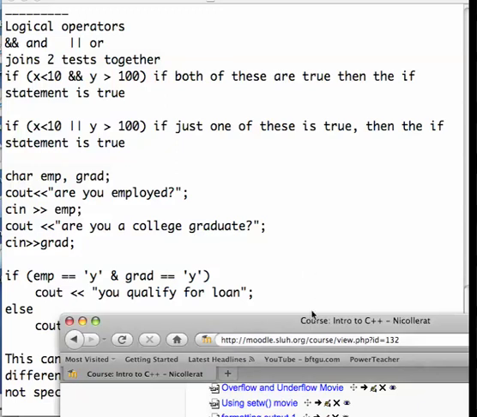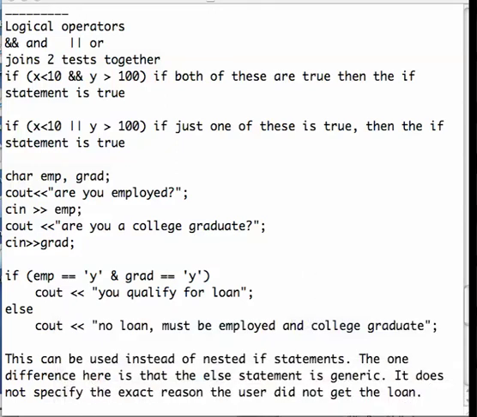I'd like to spend some time talking about logical operators. Logical operators are the double ampersand, that means and, and the two vertical bars, that means or. A logical operator joins two tests together. So take a look here.